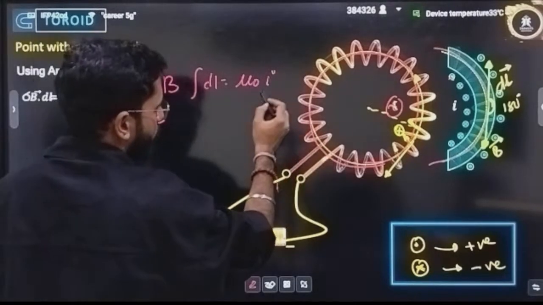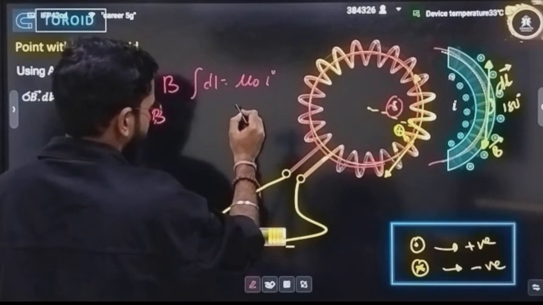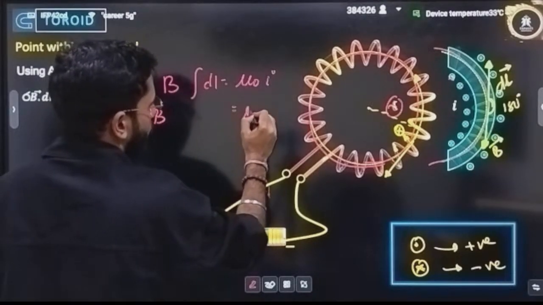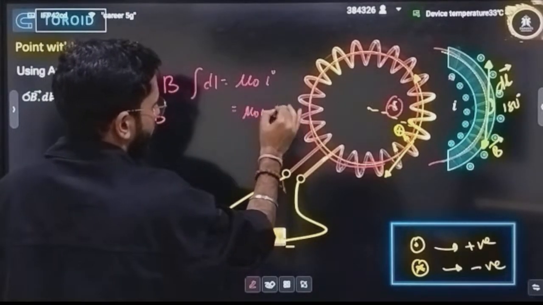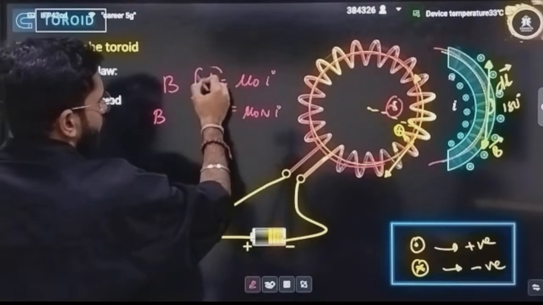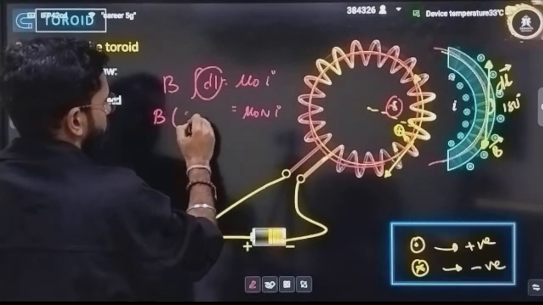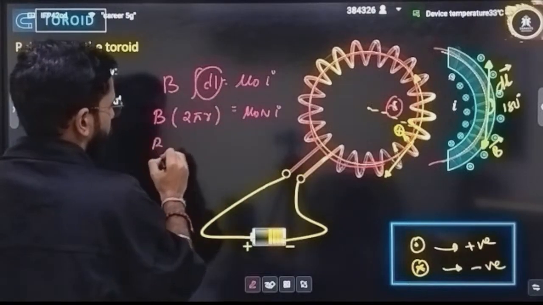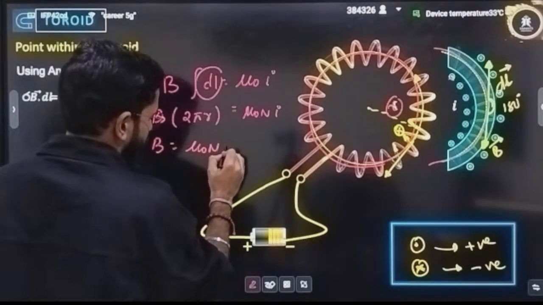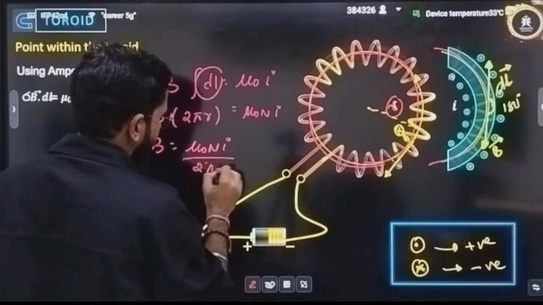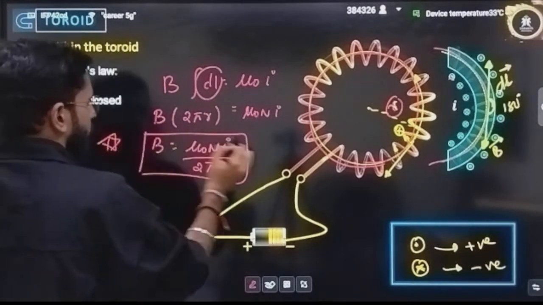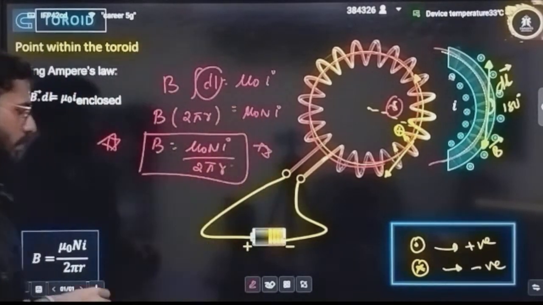Integration, and how many loops are there? N number of loops are there. So we will be multiplying with the number of loops, that is mu naught into N into I, into dl. What is the dl vector? The integration of dl is going to give you 2 pi r because it is circular. So B is equal to mu naught N I divided by 2 pi r.